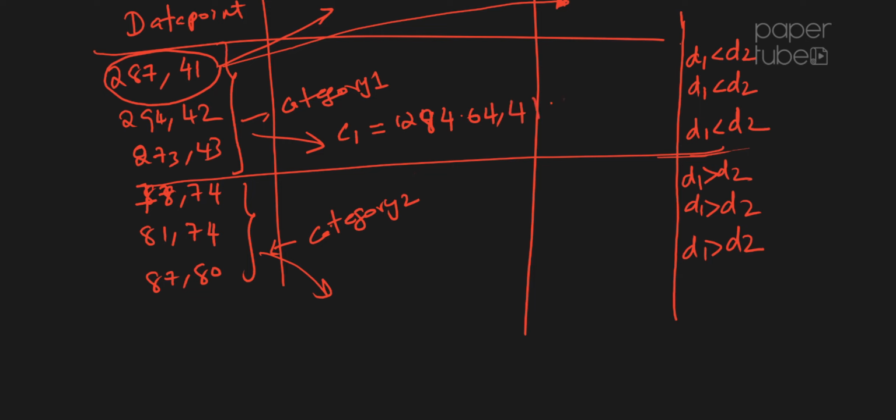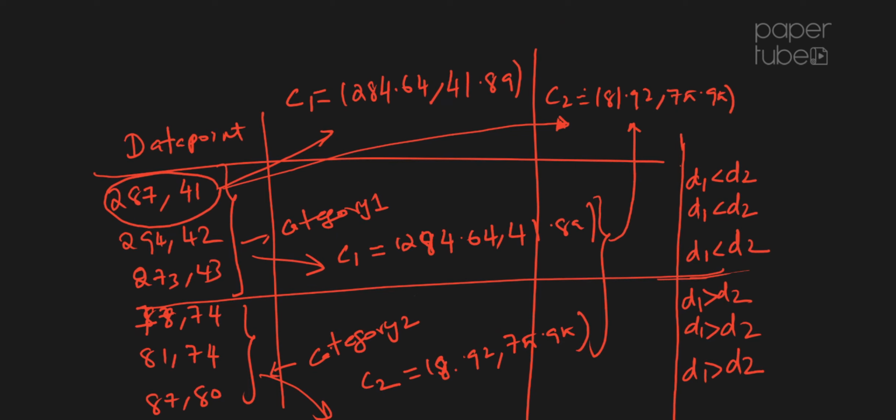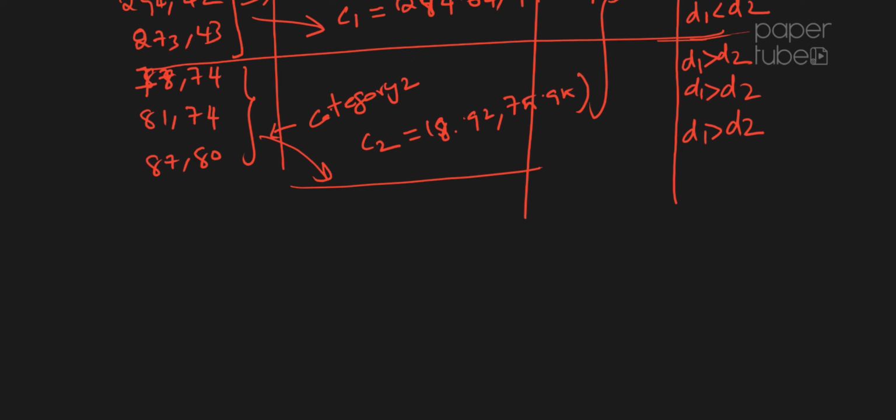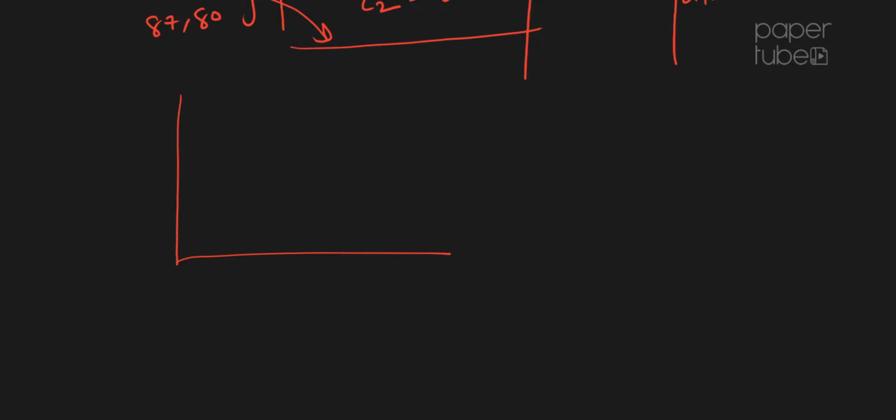And if we take the average again, this will give C1 equal to 284.64, 41.89, and again C2 will be equal to 81.92, 75.95. So what it means is that the last iteration and the previous iteration give the same cluster center, which means the program has converged. So for the given data set you have 2 categories, category 1 and category 2, and their cluster centers are given by these values.